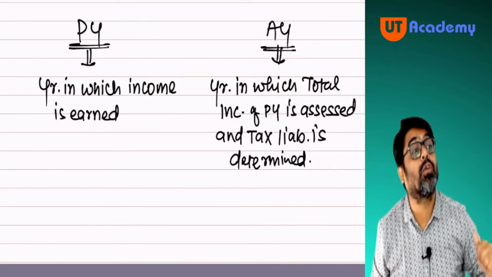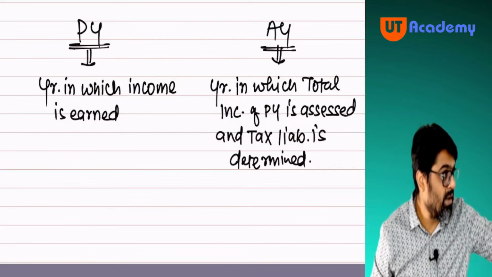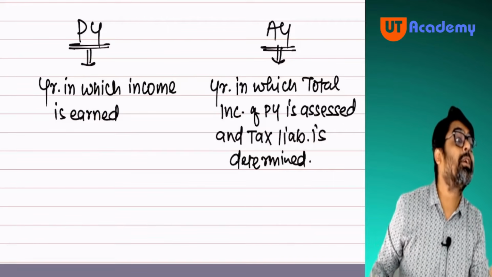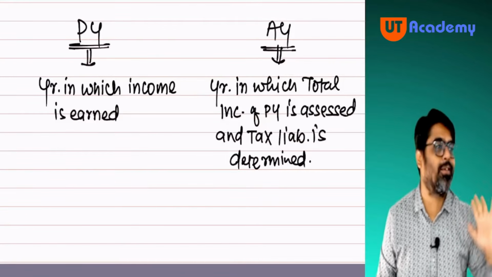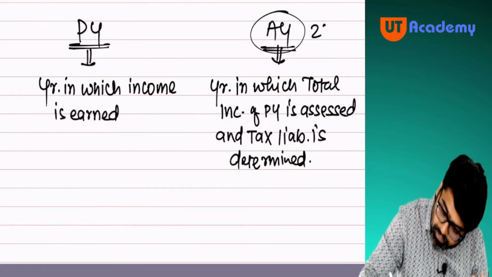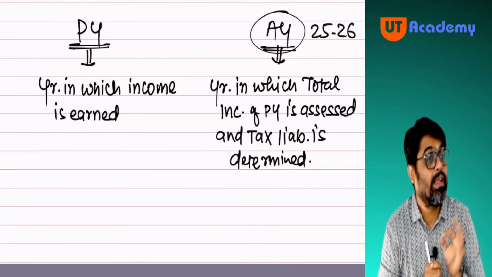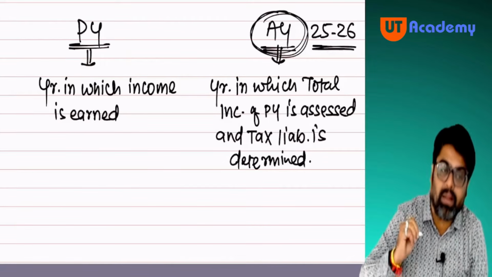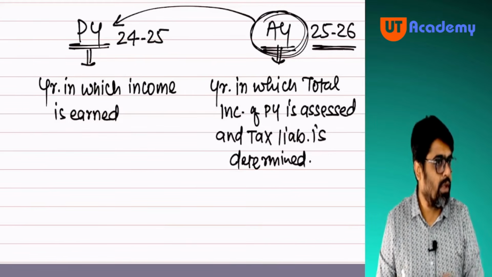Any year prior to this is a previous year only, no? Whatever years which have already gone are all previous years only. But with reference to this assessment year, which year will be treated as previous year? Immediately preceding financial year. What did I say? Immediately preceding financial year. Meaning, if I am into 25-26, can I say 24-25 is the immediately preceding financial year? So, with reference to the assessment year 25-26, what will be the previous year? It will be 24-25.